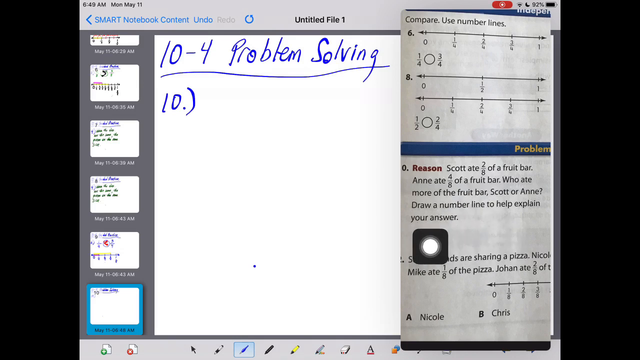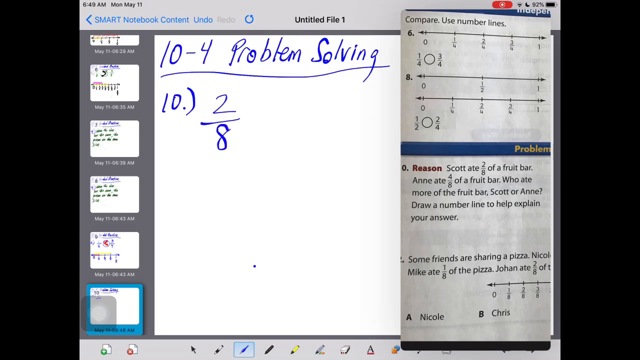You're going to compare these fractions, and you're going to draw a number line to help explain your answer by showing it visually. All right, so I want you to work on this. I think you're ready for this one. So go for it, pause it, come on back, and let's see if your answer compares to mine.